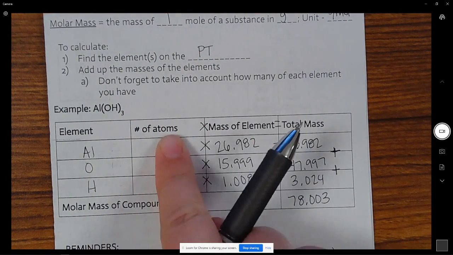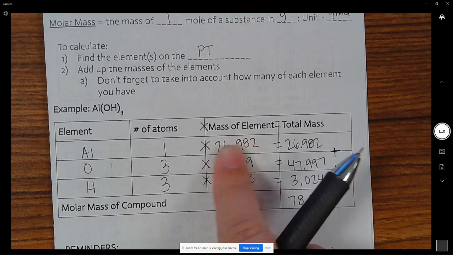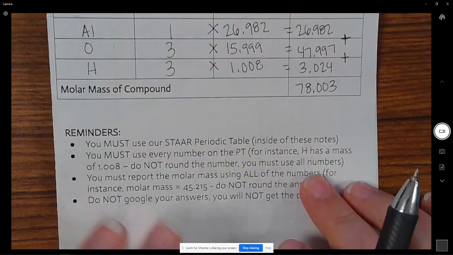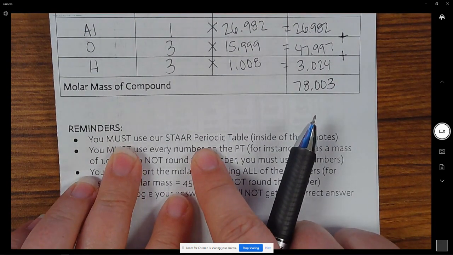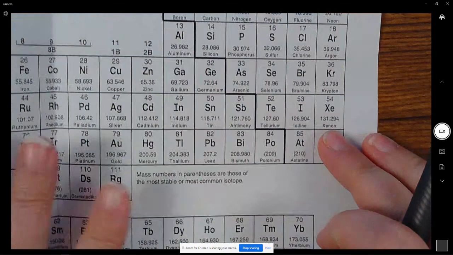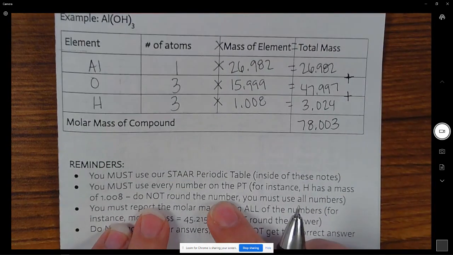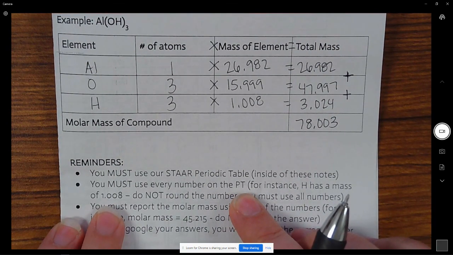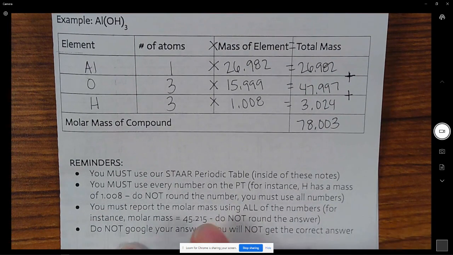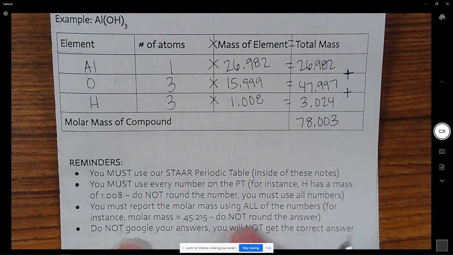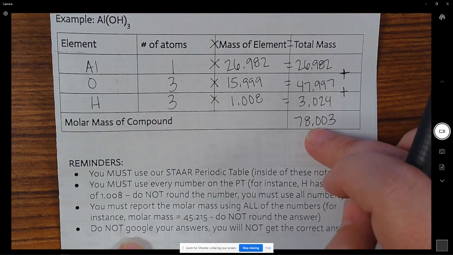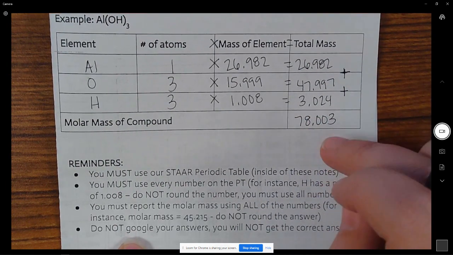So list your elements. How many atoms of each element do you have? Multiply that by their masses from the periodic table. Add those up. Get your molar mass. Some reminders before you start. You must use this periodic table here. You must use every number on the periodic table. For instance, hydrogen has a mass of 1.008. Do not round it. You have to use the whole entire thing. When you get your answer, you have to report all of the numbers from the calculator. When I added these up, this is what the calculator told me. Therefore, that's my answer. Do not round.